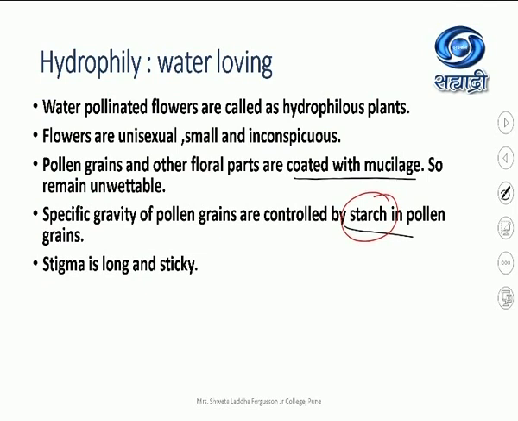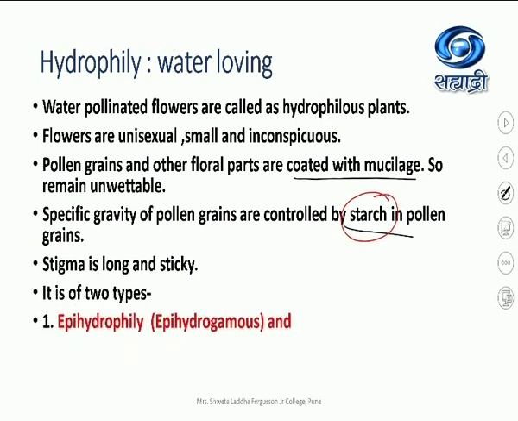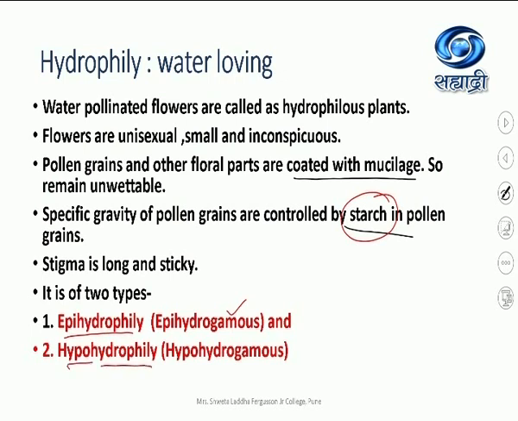We'll see how the stigma being long and sticky helps when pollination is taking place by water. Hydrophily is of two types. Epihydrophily, also called epihydrogamous. This is in the NCERT books. Even if you remember epihydrophily, that is enough. It means pollination is taking place on the surface of water. And hypohydrophily, hypo means below, when pollination takes place under the water. So we will be discussing two types of hydrophily. Epihydrophily, above the water. Hypohydrophily, under the water.